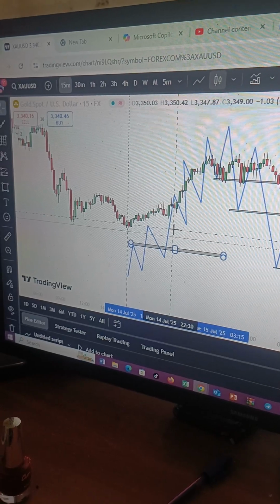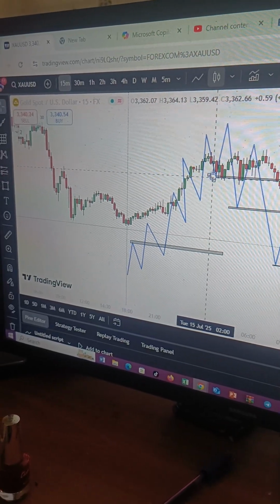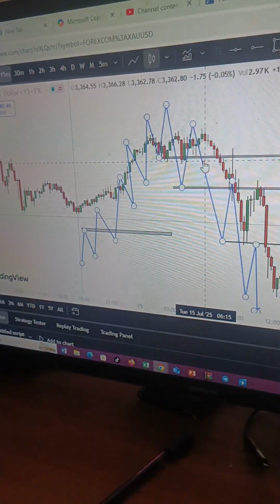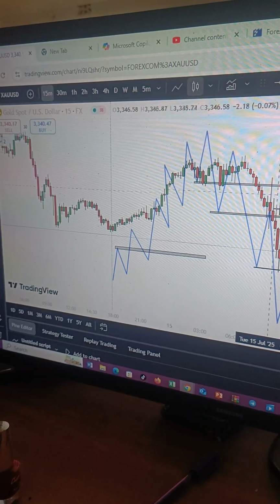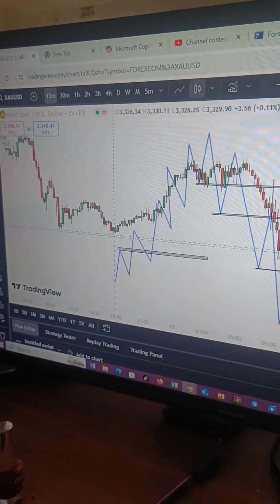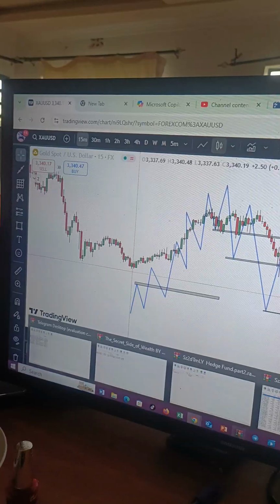The resistance turns into support. When we are coming down, the support turns into resistance. So we are waiting for the support to be retested. We continue down, retest the support. That is what we are expecting when we are coming down.